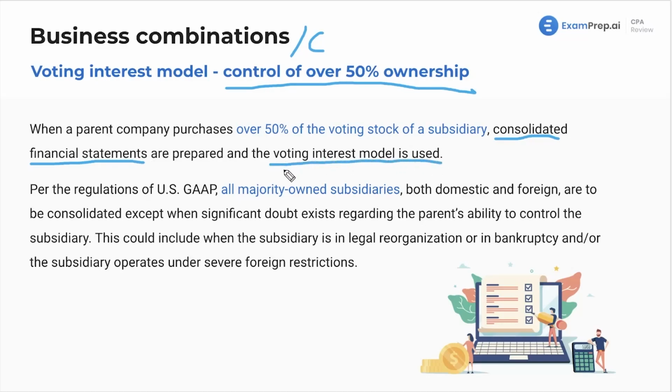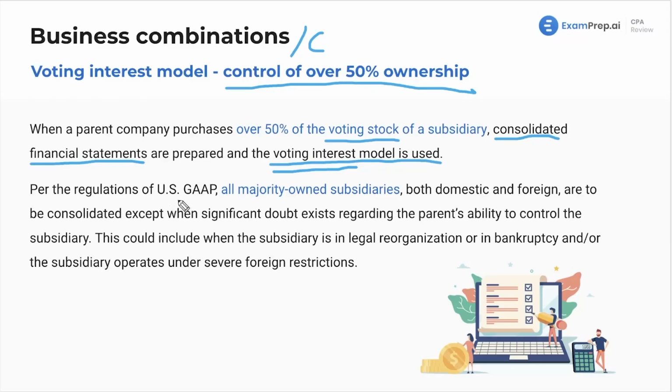And I mean, really think about what this says, right? The voting interest model. We have a say in what goes on in this company. We have an interest, and generally that comes from common stock, right? We own more than 50% of the voting stock. We can vote, we can say, we can determine what happens in the future of this company. So that's kind of the background with the name and all of that.